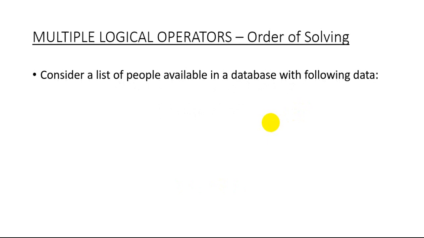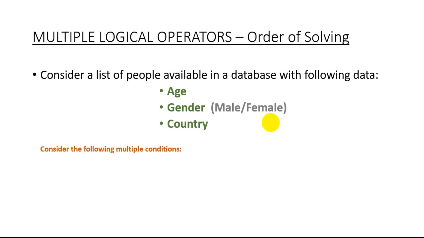Consider a list of values available in a database containing some people's age, gender, and country. Three things, we'll look at only these three. A set of people are there whose age, gender, and country are available. So now consider the following multiple conditions.